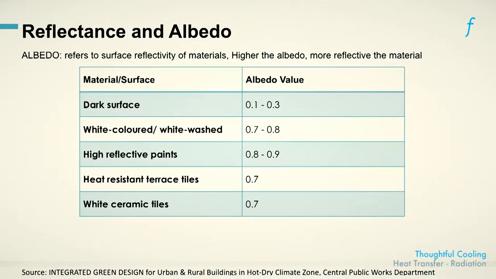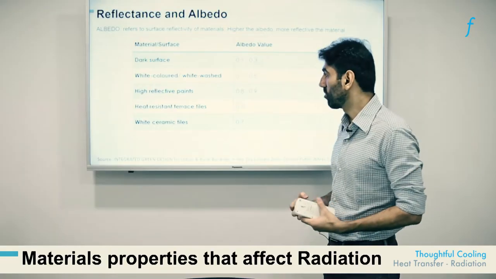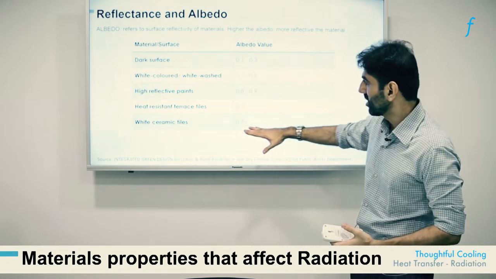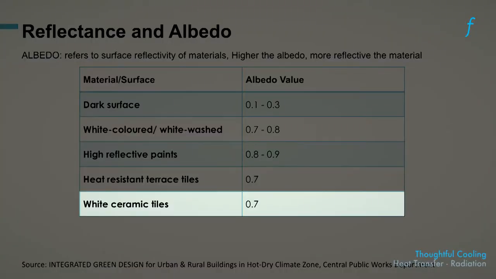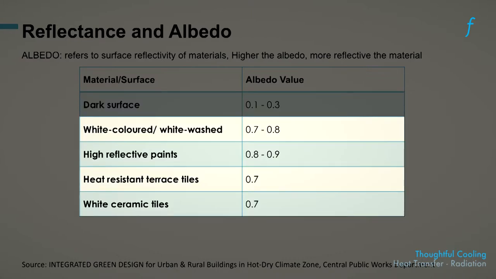These are albedo. Albedo is similar to surface reflectivity, it's another term for it, and it indicates again the amount of solar radiation that is sent back or bounced back into space instead of being absorbed by the material. As you can see, these materials, white ceramic tiles for example, have very high albedos compared to a dark surface. So you'd of course want to choose these kinds of materials, highly reflective paints, rather than using dark surfaces in tropical regions.